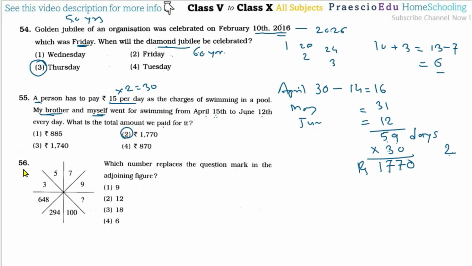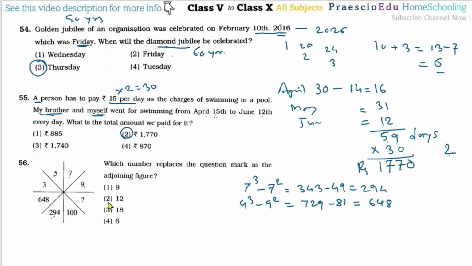Now question number 56. Which number replaces the question mark in the adjoining figure? Here 7 has the opposite number 294. Now 7's cube minus 7 squared: 7's cube is 343 minus 7 squared, which is 49, we get 294. Same for 9: 9's cube minus 9's square. 9's cube is 729 minus 81, the square of 9, we get 648.